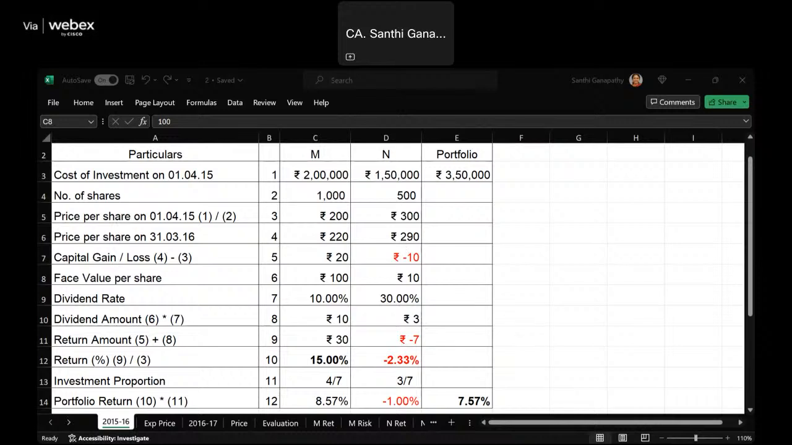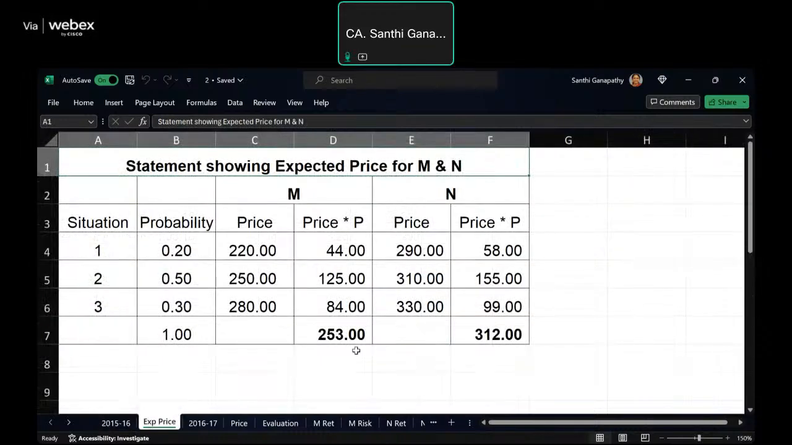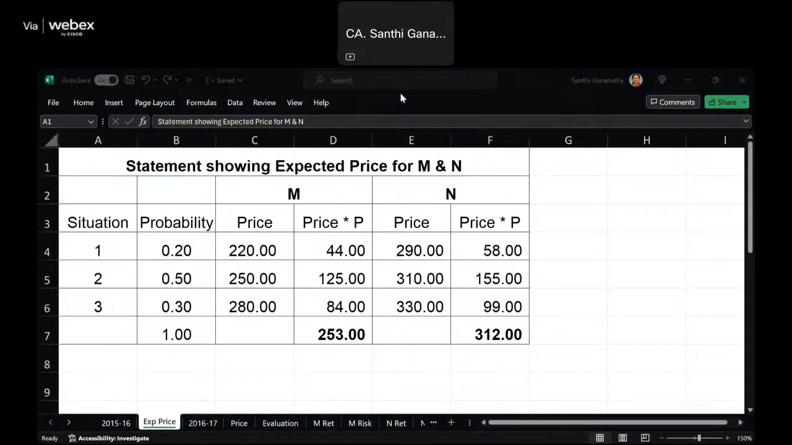So now we have found the return, actual return for the first year. Next, we need to find the expected return for the next year, forthcoming year. For that, let us find the expected price. Expected anything, various outcomes multiplied by the probability.